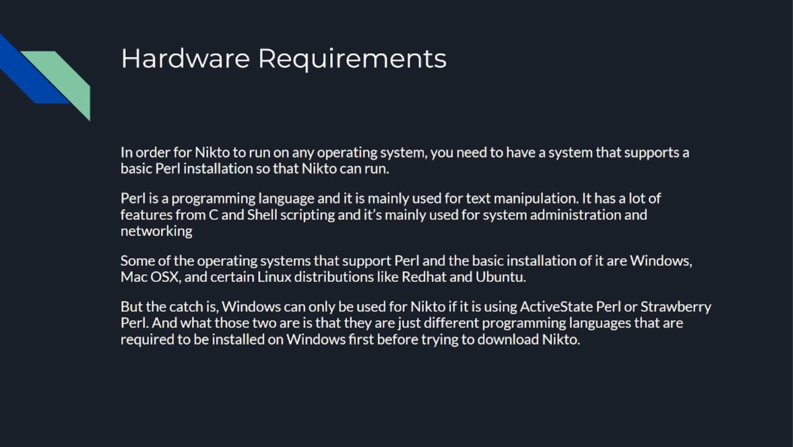And with Windows, Nikto can only be used if it is using ActiveState Perl or Strawberry Perl. These kind of reminded me of the different versions of Windows, like Windows Enterprise, Windows 7, Windows 10, all that kind of stuff. That's kind of what ActiveState Perl and Strawberry Perl are. They're just different versions of Perl that are required to be installed on Windows first before trying to download Nikto onto your device.